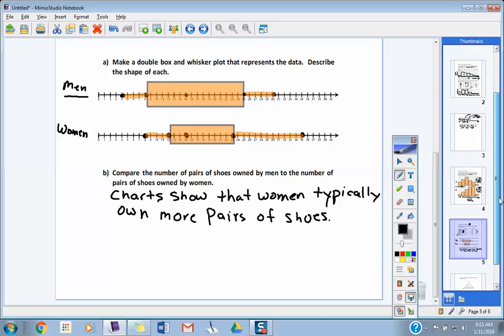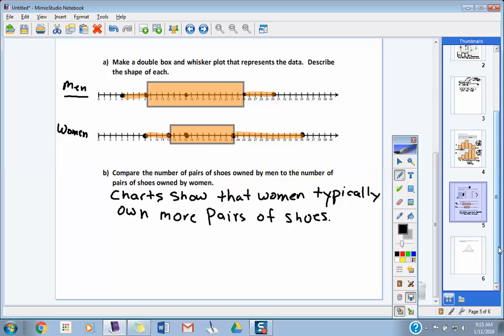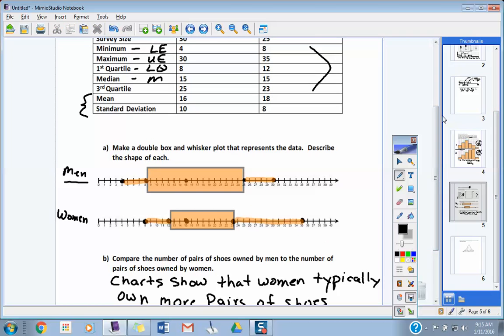So I guess the last question I need to ask here, and this is going to be very new for you guys, we also had in this chart the mean and the standard deviation. How far away from the average is a typical number? So for men, the average pair of shoes that a man owns was 16 with a standard deviation of 10. Meaning if you wavered 10 above or 10 below, you're within that typical amount.